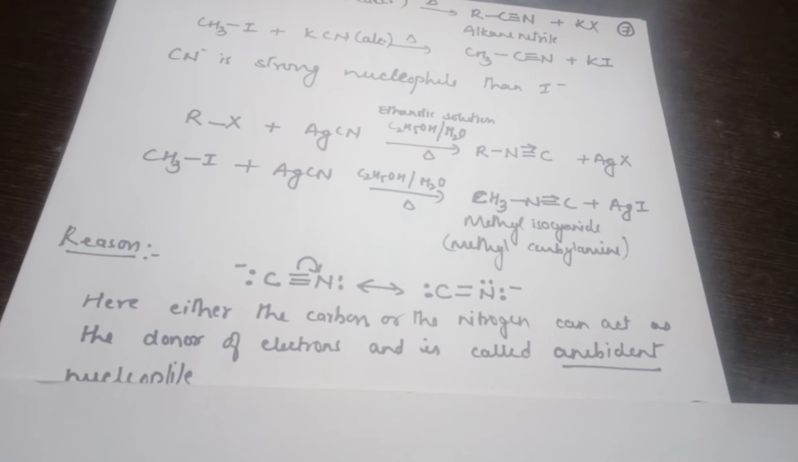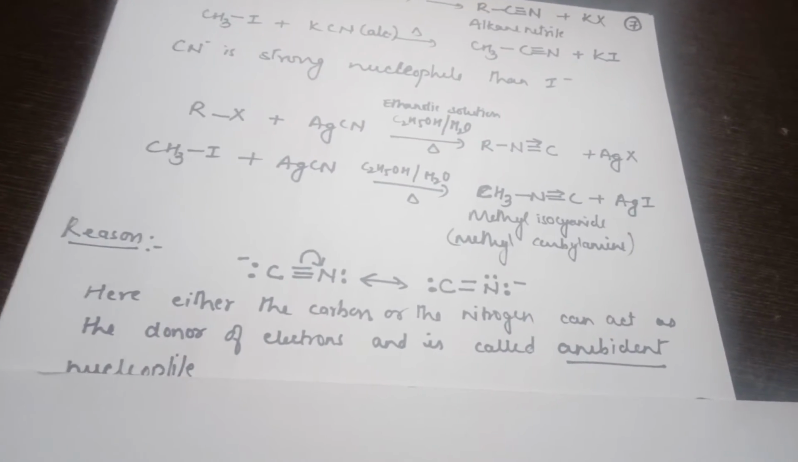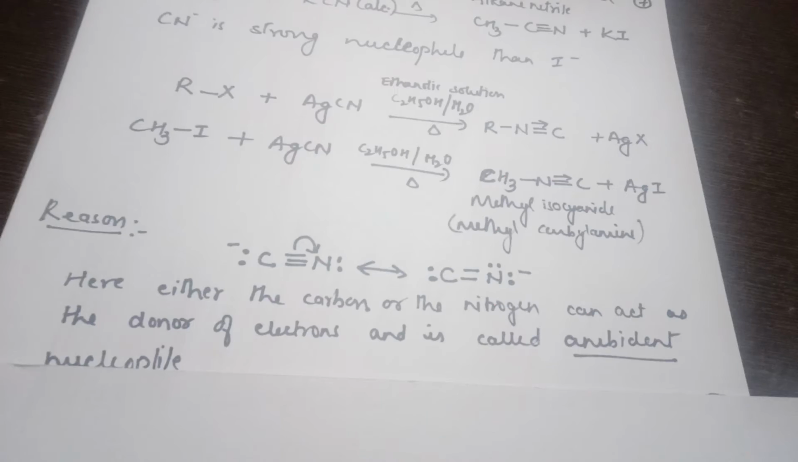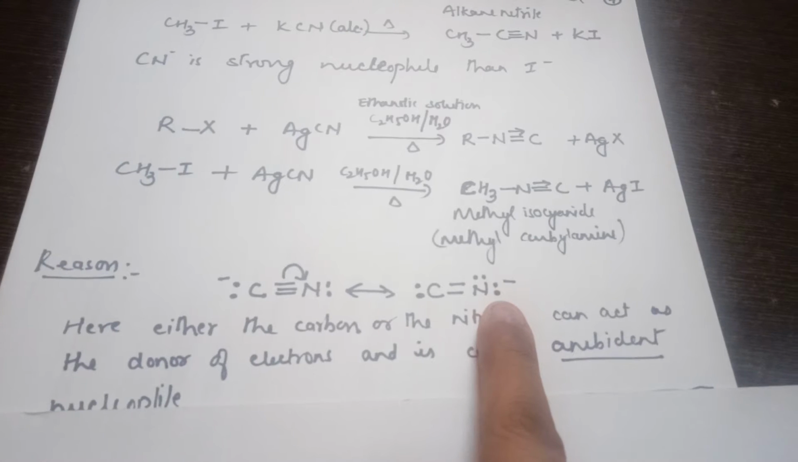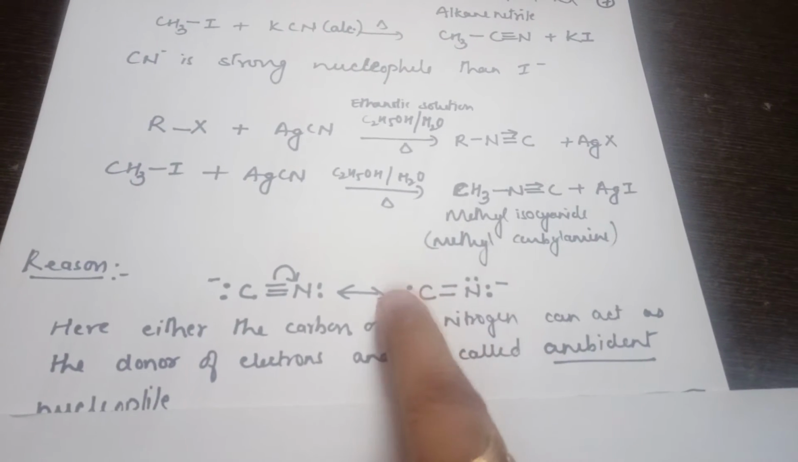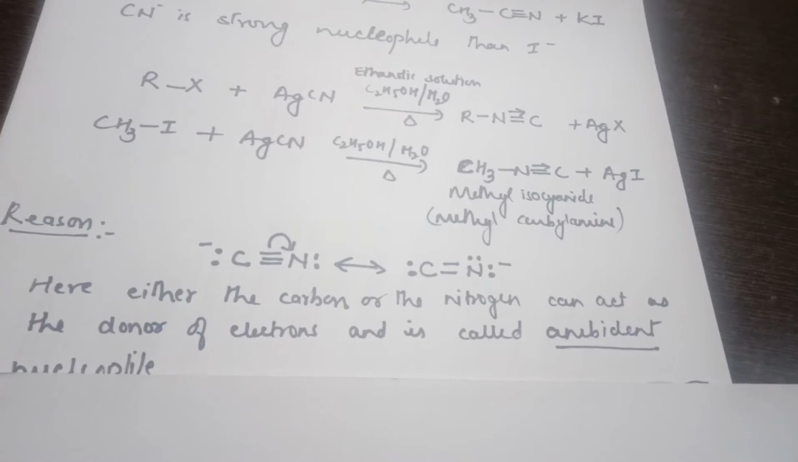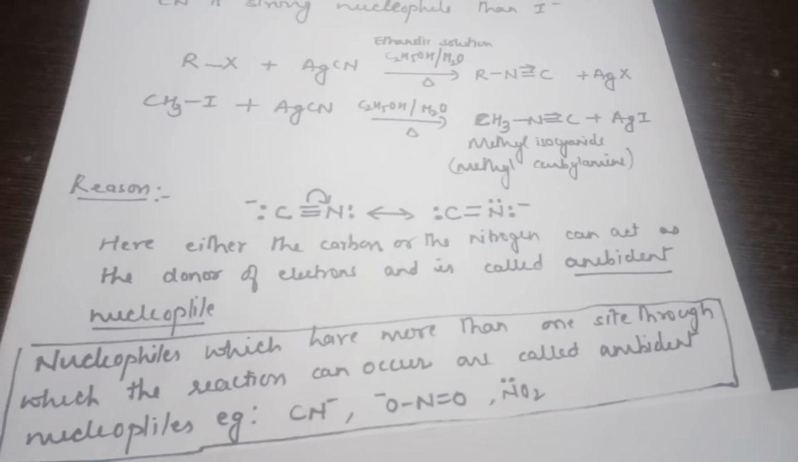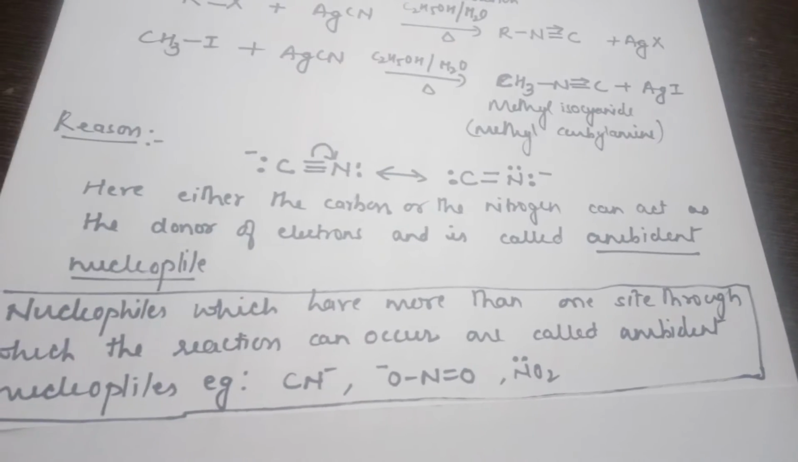Means it has the tendency to get itself attached to a respective molecule from carbon as well as from nitrogen, because it has the capability to work like a nucleophile from both ends, because it has one lone pair of electrons reflected on carbon, and there are excess electrons on the nitrogen. So any nucleophile which has the tendency to get itself attached from more than one side is called an ambident nucleophile, and cyanide is one of them.